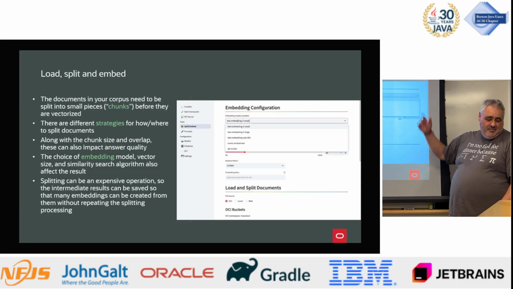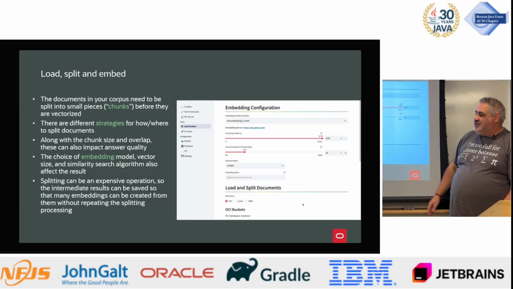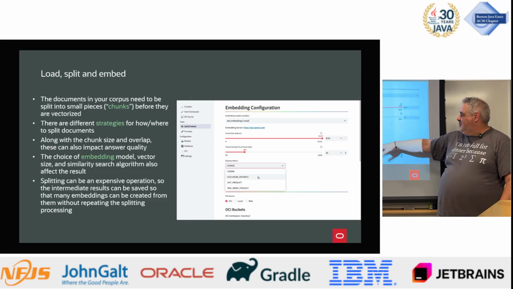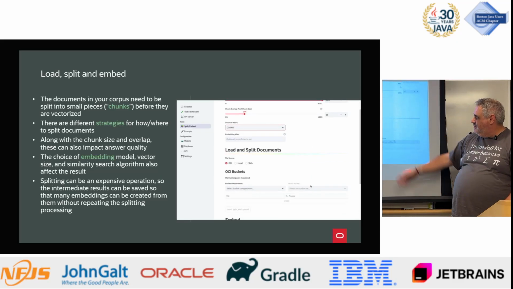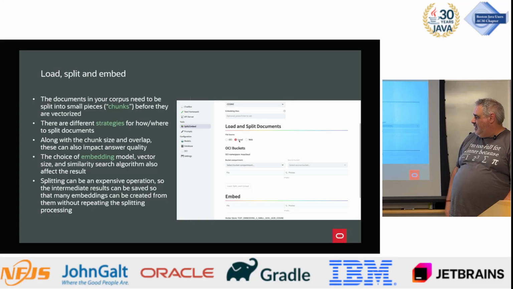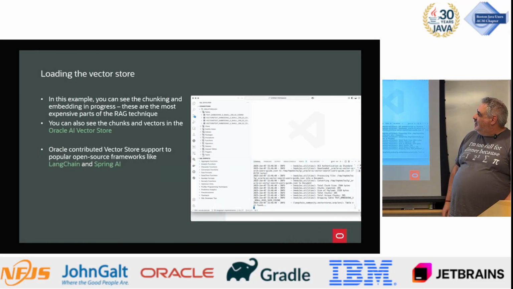This is the loading screen. So here you can pick, those are some embedding models. Again, there's thousands of different embedding models. You can fiddle with the parameters of the embedding model, what kind of distance metric you're going to use, how big the chunks are, the overlap, all that kind of stuff, where the data is coming from, how you're going to read it, where you're going to store it, and so on.